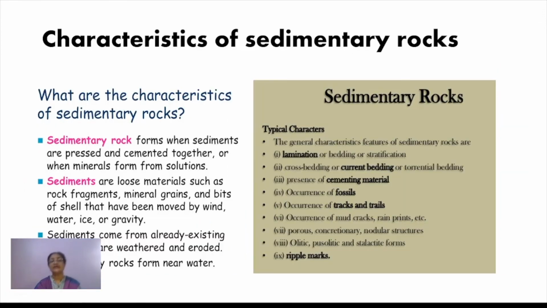Now what are the characteristics of sedimentary rocks? Basically, sedimentary rocks are considered soft rocks. They are formed when sediments are pressed and cemented together, or when minerals form from various solutions. These are loose materials such as rock fragments and mineral grains that have been moved by wind, water, or glacier, all these agents. And sediments come from already existing rocks, that you should keep in mind. They are weathered and eroded, and then deposition takes place, forming the sedimentary rocks. In most cases, sedimentary rocks are formed near water bodies. And a few important features are also there.